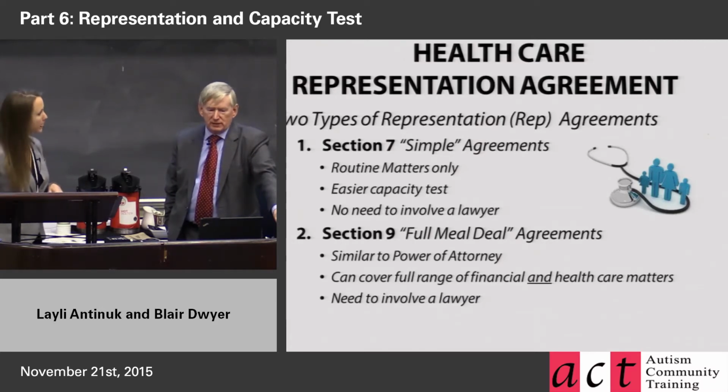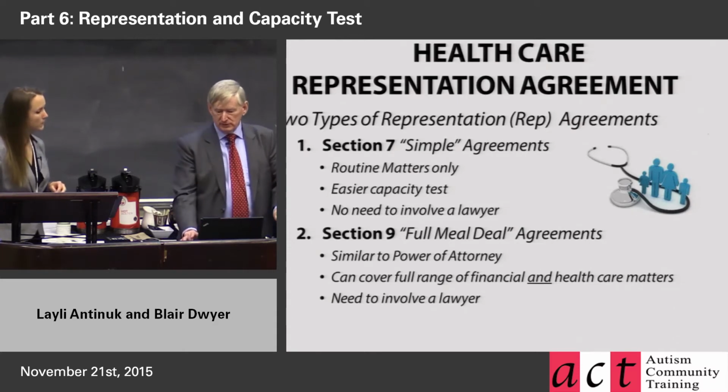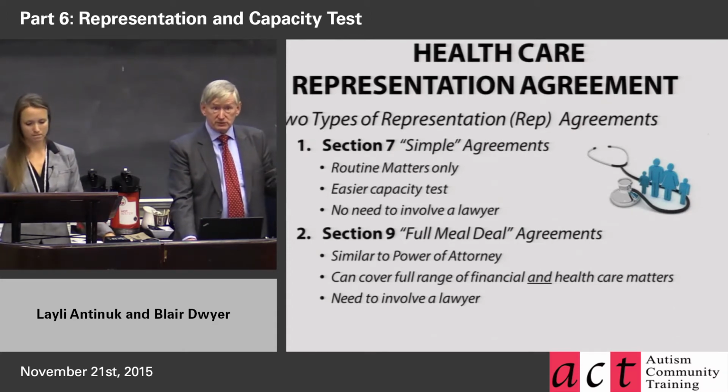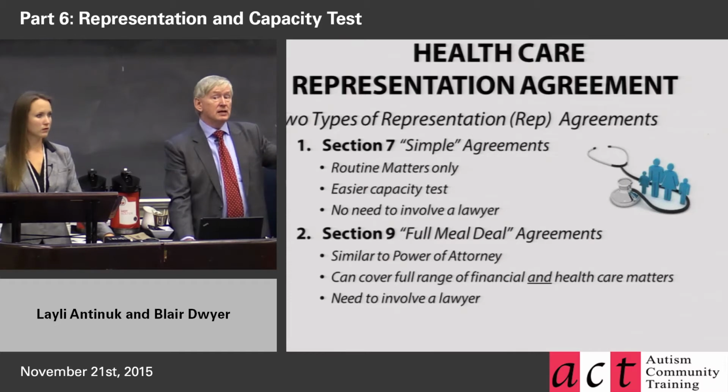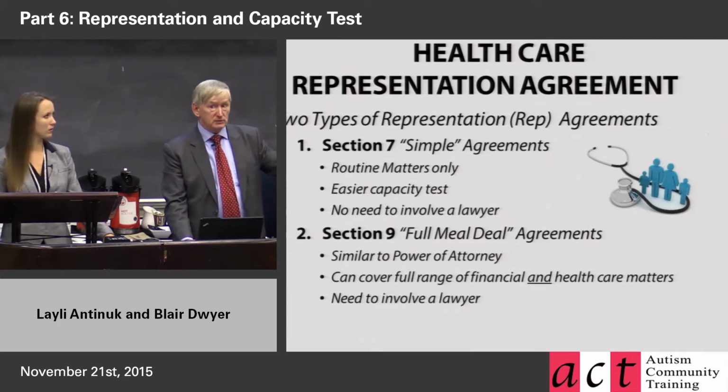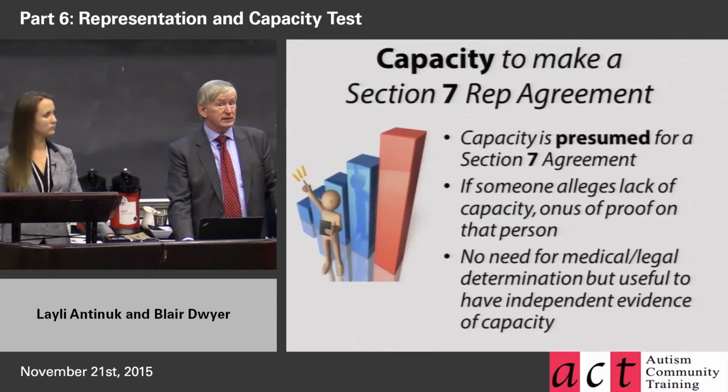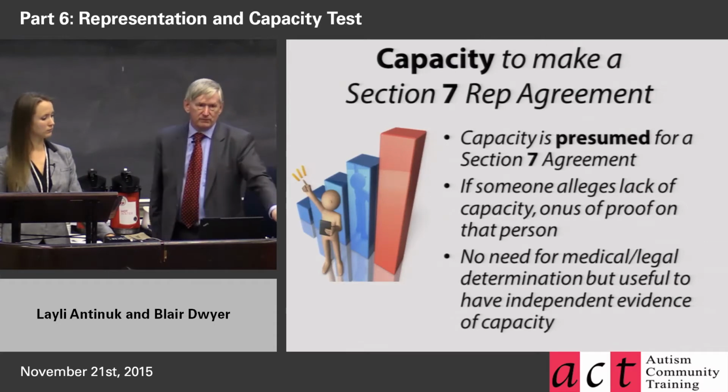Now, you don't need to involve a lawyer, but it's probably a good idea to involve a lawyer because then you've got a professional witness who says that the person meets the Section 7 capacity test, and it might be good to have that person who can say that at the time this person signed the agreement, they had the capacity to sign the agreement, because the capacity test is quite different for the Section 7 when compared to a power of attorney.